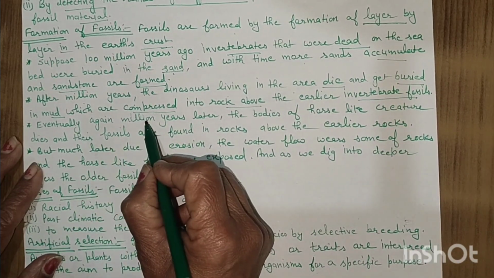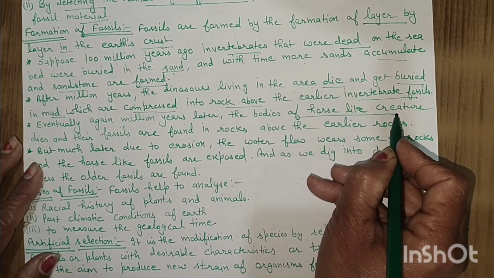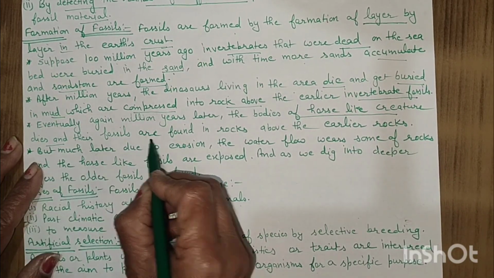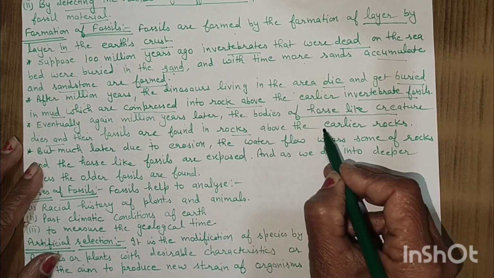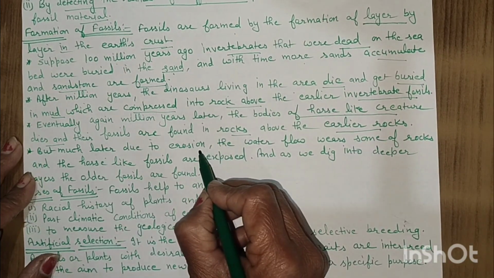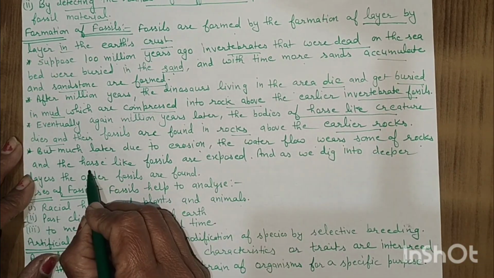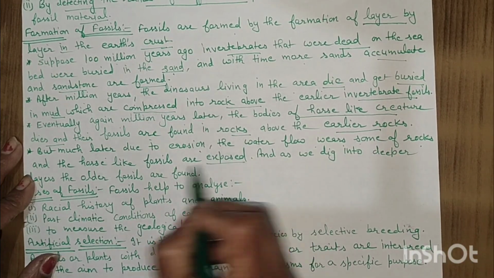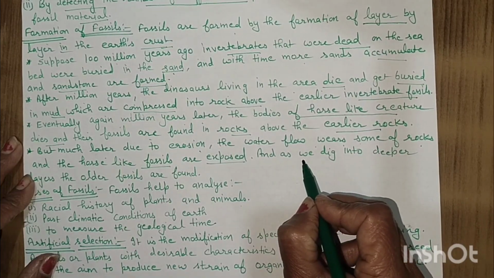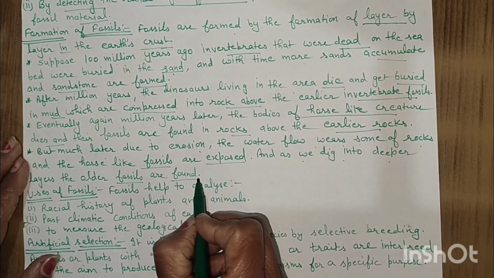Eventually, millions of years later, the bodies of horse-like creatures died and their fossils are found in the rocks above the earlier rocks. But much later, due to erosion, water flows and some of the rocks and horse-like fossils are exposed, and as we dig into the deeper layers, the older fossils are found.